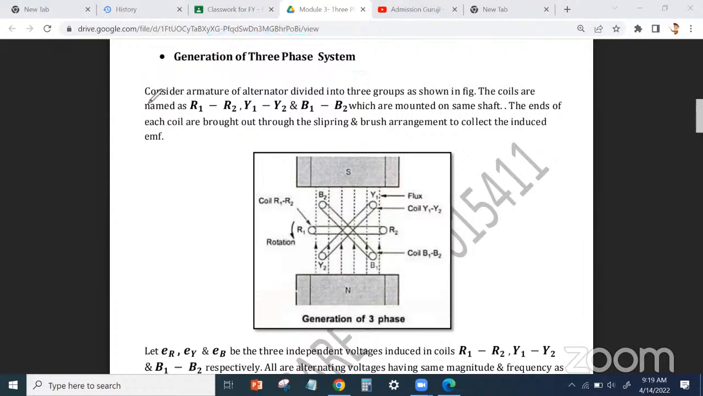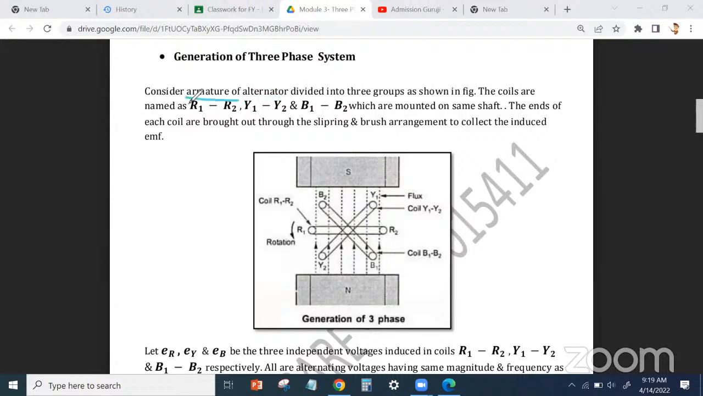Now consider the armature of an alternator. What is this? We'll see in the 4th or 5th module. Right now we don't know what it is. Just understand that we have one piece of hardware, and its name is armature, and that is alternating. Alternating means it is changing, because it's an AC circuit. A three-phase circuit is also an AC circuit. Alternator means it is changing.